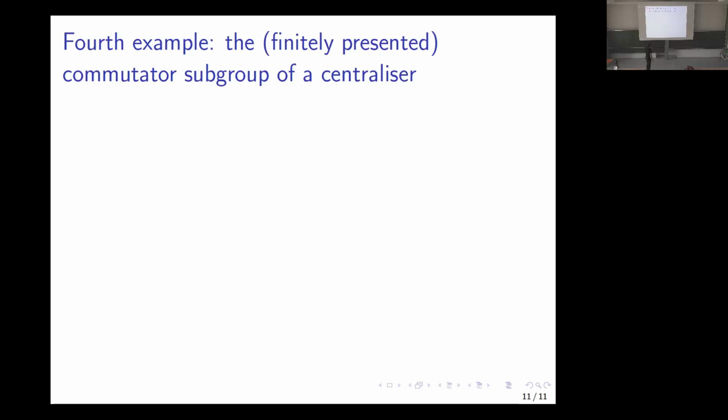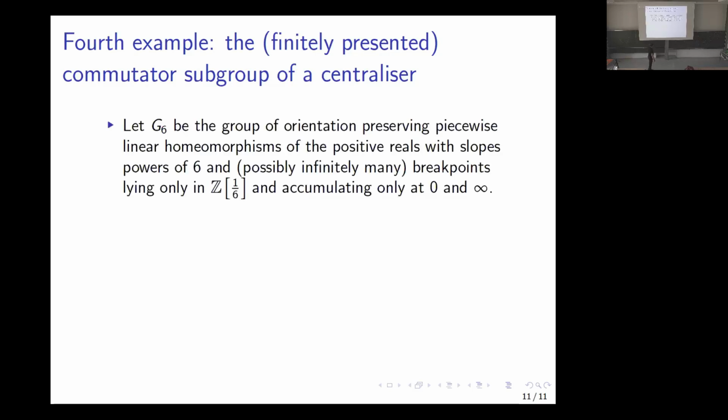Fourth example. Okay. G6 is a subgroup of orientation preserving piecewise linear homeomorphisms of the positive reals with slopes powers of 6. So earlier on, I defined Thompson-like homeomorphisms because I wrote these slides when only the first 3 examples existed, and I couldn't find a way of using Thompson-like to encompass these examples. So this is a slightly different notion. There's many, many generalizations of Thompson's groups. So G6, the slopes are now powers of 6, and we're acting on the positive reals.